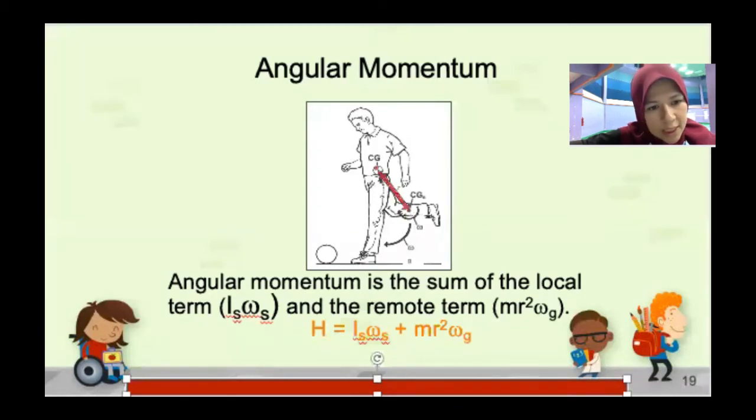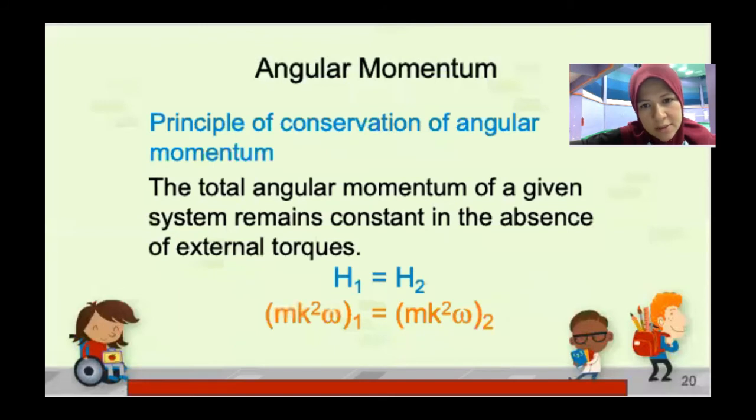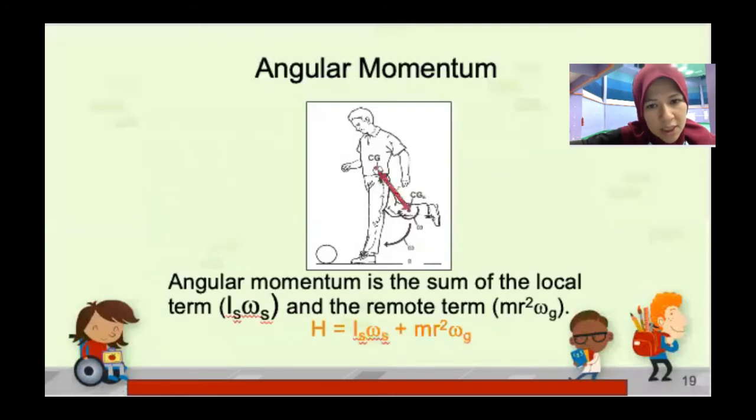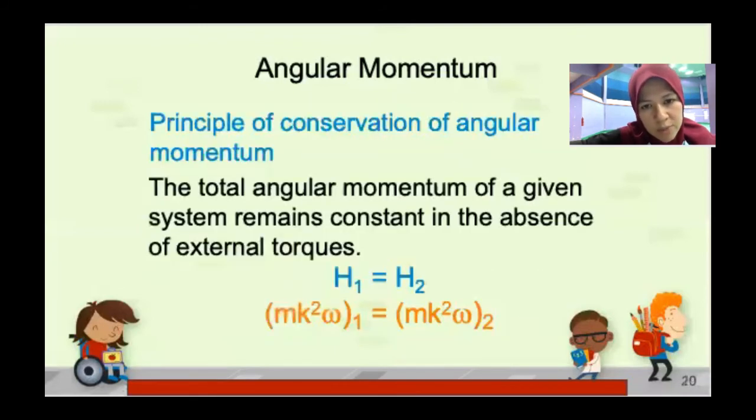Alright. Next is, tadi kita dah tengok yang ni, kita tengok angular momentum. It is the principle of conservation of angular momentum. The total angular momentum of a given system remains constant in the absence of external torque.